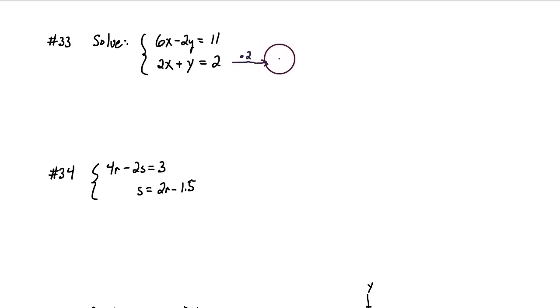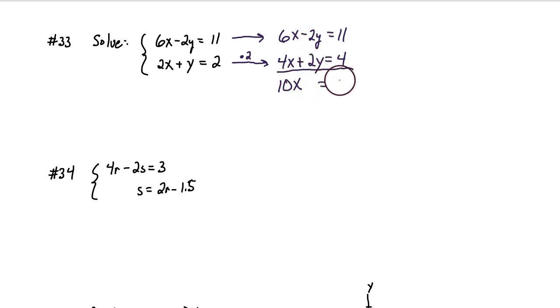2x times 2 is 4x. Y times 2 is +2y. And 2 times 2 is 4. Now keep the top equation the same as it was. Now let's combine them by adding the columns. This becomes 10x, the y terms cancel, and over here we get 15. Divide both sides by 10, and we get x equals 15 over 10, which is 1.5.